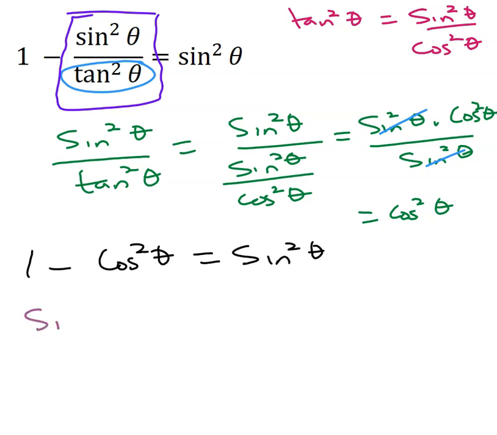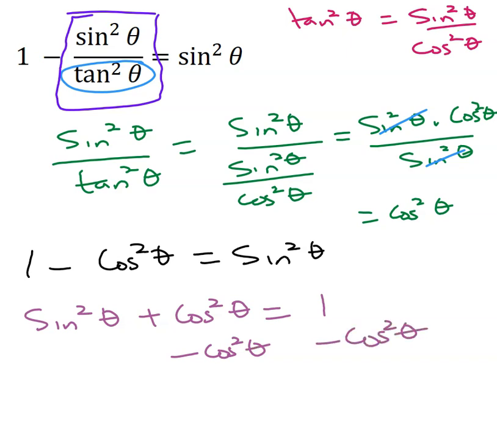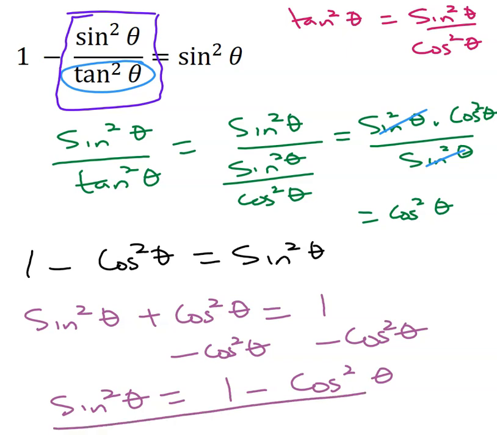We know that sine squared theta plus cosine squared theta is equal to 1. So if you subtract cosine squared theta from both sides, you get sine squared theta on one side. So let's do that this way. Minus cosine squared theta. So sine squared theta is equal to 1 minus cosine squared theta. And that's how you derive that.